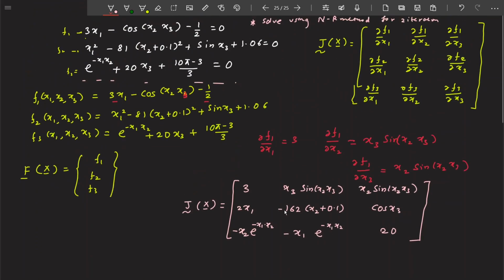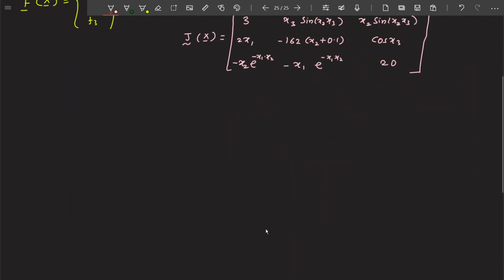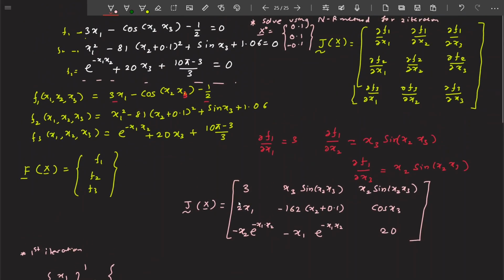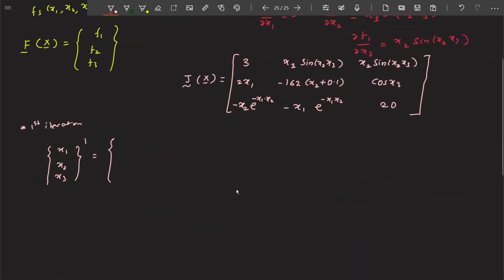Okay, and also in the problem they have given us the initial value. So the initial value of x is 0.1, 0.1, minus 0.1. So let us start with the first iteration. According to the first iteration, you're going to write down x1, x2, x3. So this is your first iteration. Then you're going to take the values of x1, x2, x3 from the previous iteration, but since this is the first iteration, previous to that is going to be your 0th iteration, that is your initial value. So that is going to be 0.1, 0.1, minus 0.1.